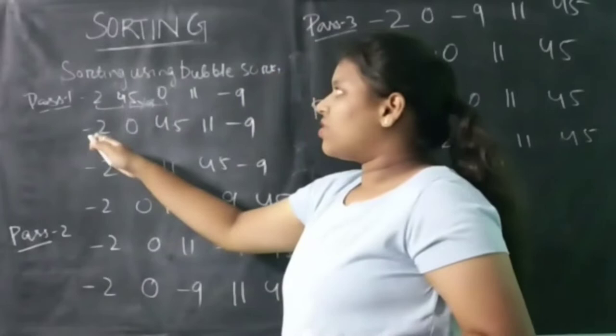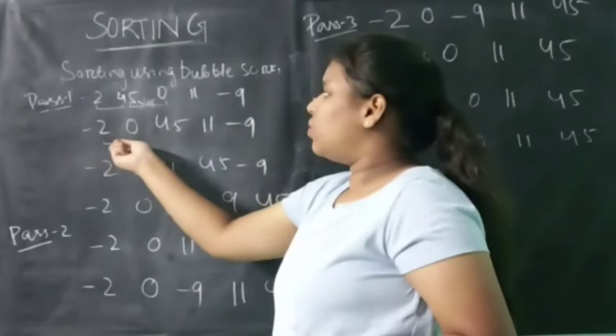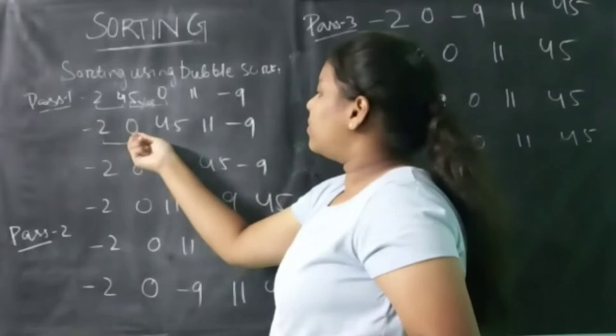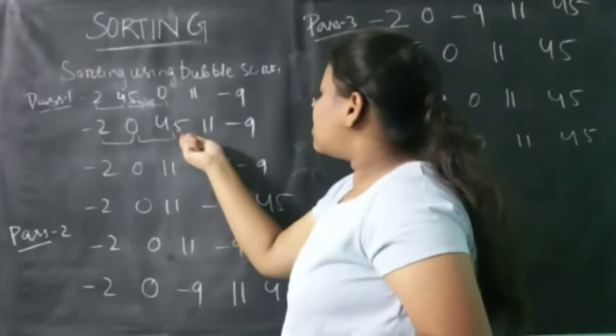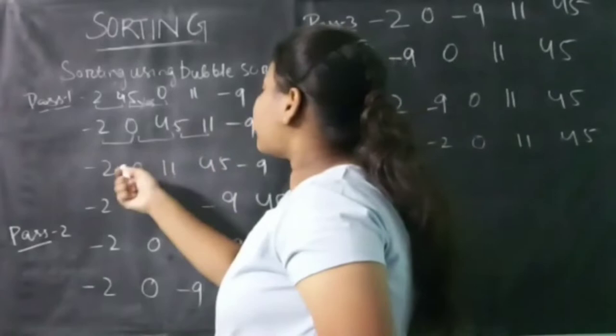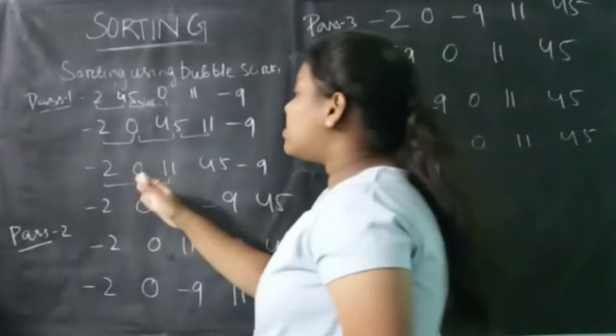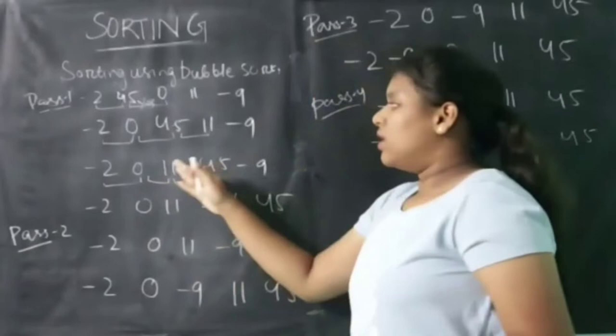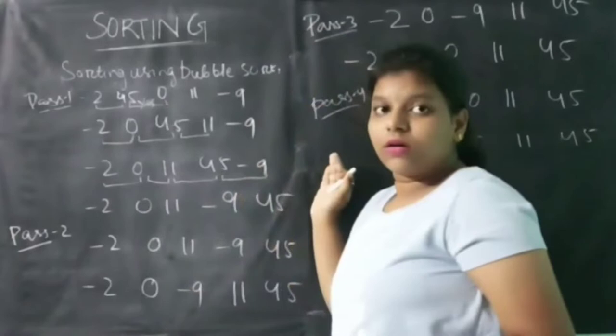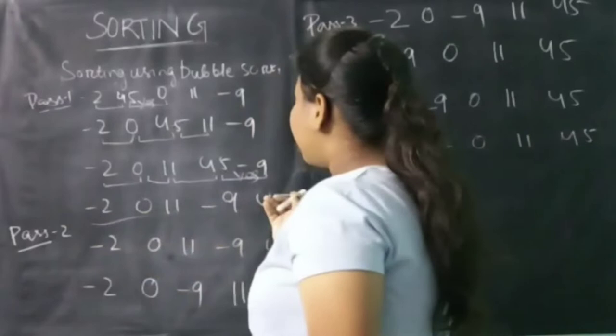Now again the sorting process will continue. Now it will again compare: -2 is less than 0, no swapping. 0 is less than 45, no swapping. Now there is a comparison between 45 and 11. Yes, 11 is smaller than 45, so there is a swapping between 45 and 11. Now again we will compare -2 and 0, no swapping. 0 and 11, 0 is less than 11, no swapping. 11 and 45, 11 is less than 45, no swapping. Now -9 is less than 45, so yes, the swap happens here. This is our result for pass 1.